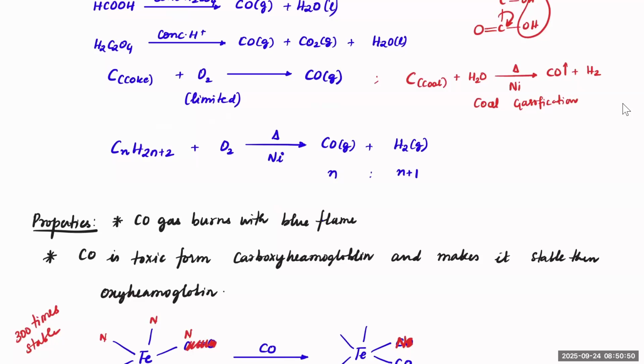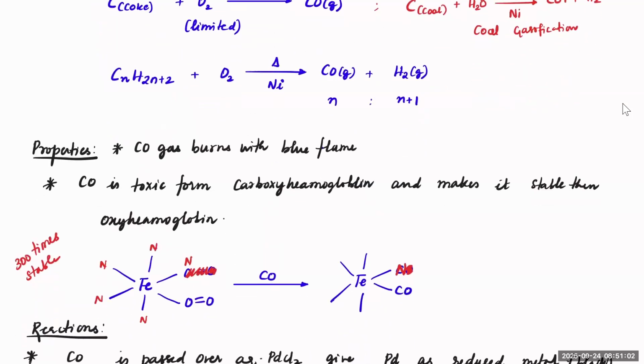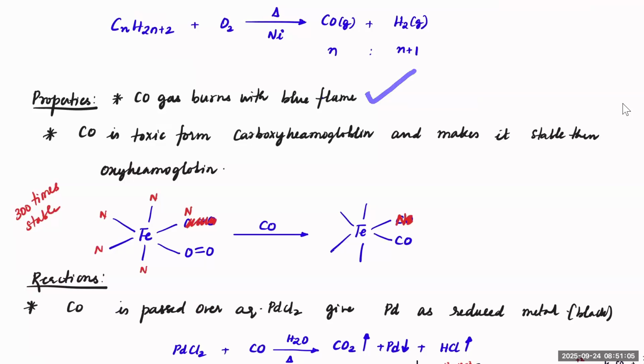In case nickel is being used, you can control the oxidation and convert it into carbon monoxide. This is coal gasification. Clear? Next, carbon monoxide burns with a blue flame. Whenever you bring it to the Bunsen burner, it will give a blue flame. Carbon monoxide is toxic.